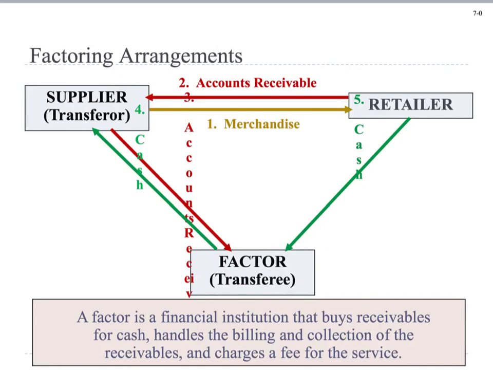So it's a financial institution. A factor is a financial institution that buys receivables for cash. They handle the billing and the collection of the receivables and charge a fee for the service. So again, what's in it for the factor is that they're making money off of doing this. They're giving money back to the supplier. So companies would do this, especially when they're in a cash crunch. So again, when it comes to understanding this factoring, I really want you just to understand this idea. Don't worry about the journal entries that you've seen in the slide package.